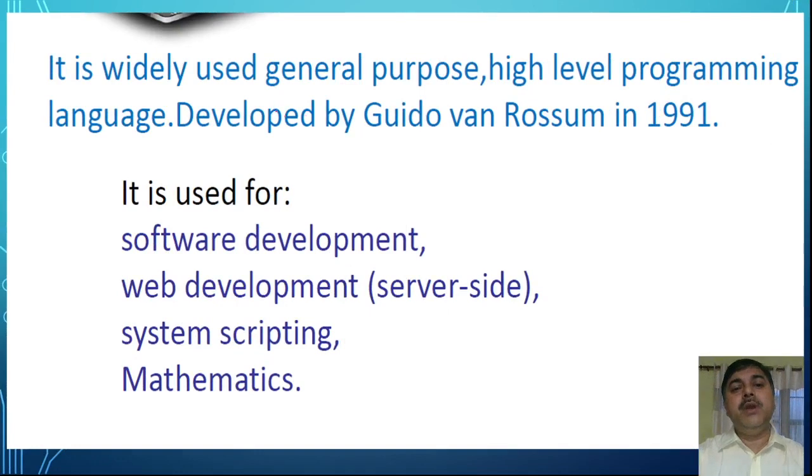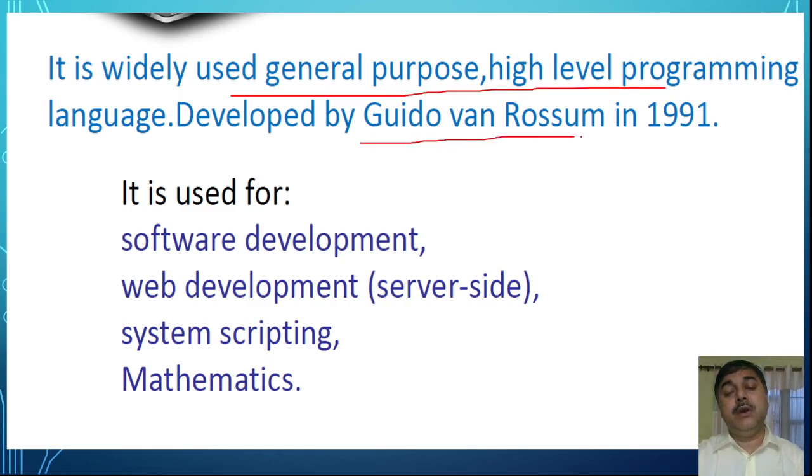So from here we can derive one conclusion: that this is a widely used high level programming language, which was developed by Guido van Rossum in the year 1991. So what is the main purpose of it, what is the use of it? First and foremost, it is a software development program.